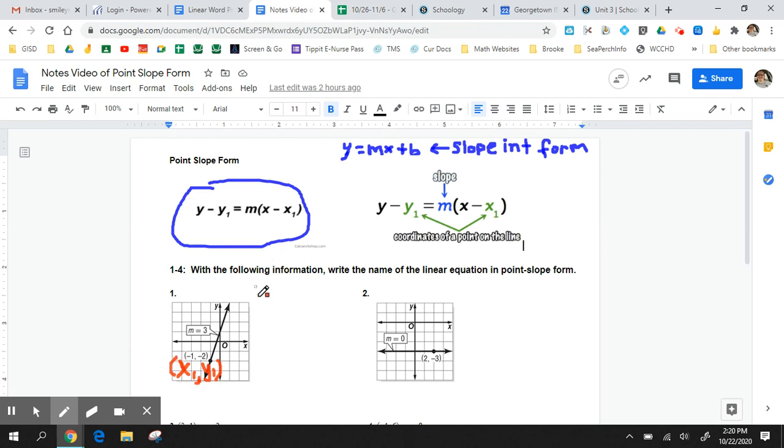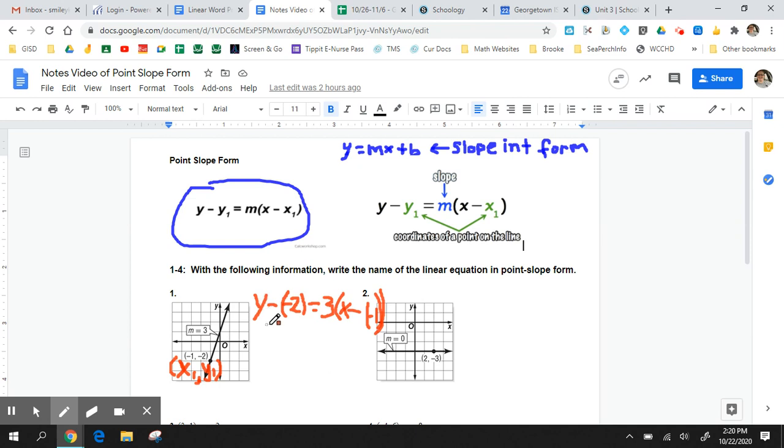So I'm going to write y minus my y1. And then equals my slope of 3, and then x minus my x1, which is -1. So -1. If you noticed, I plugged them in with parentheses, and now we're just going to clean it up a little bit.